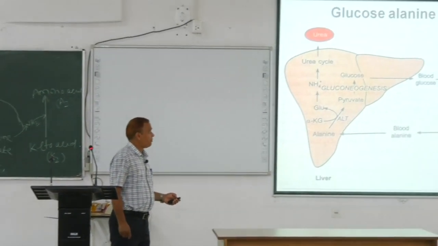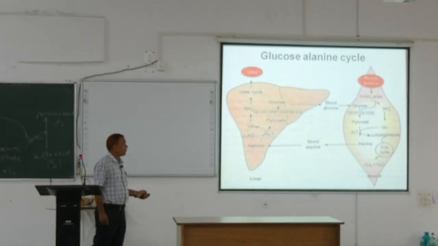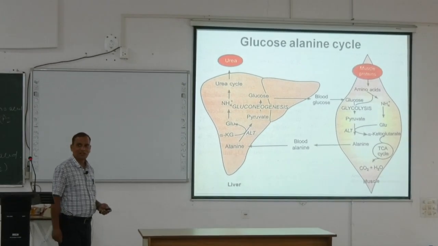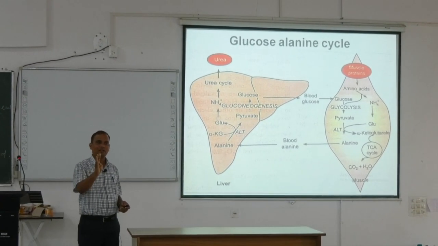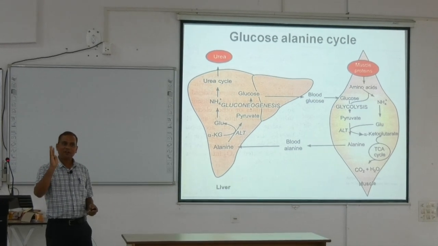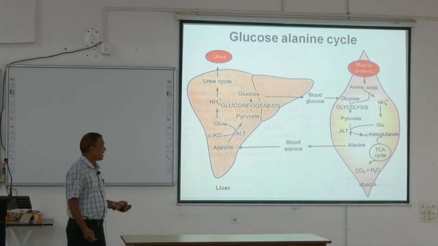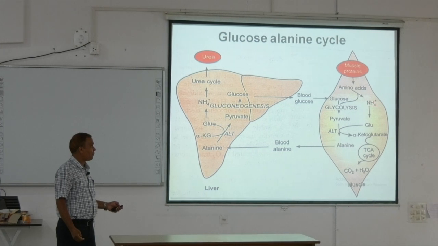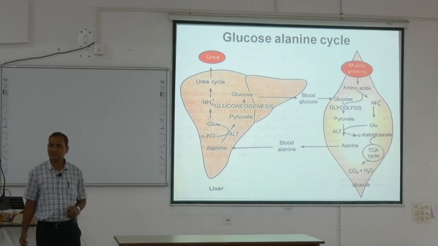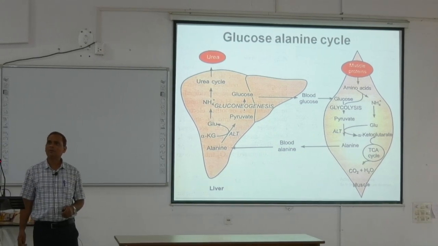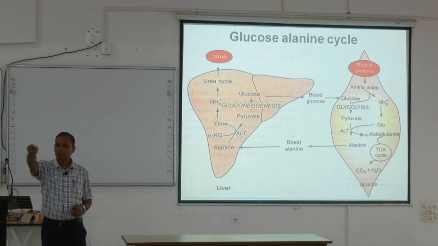See there, in muscle, the catabolism of amino acids will occur. After degradation, what happens? The amino group or ammonia is released.